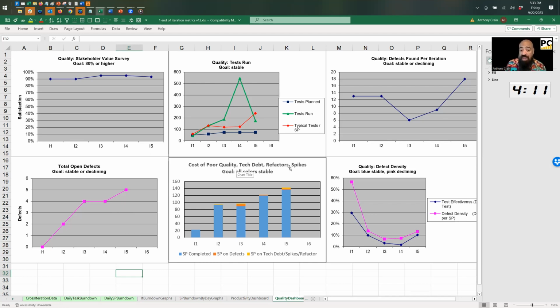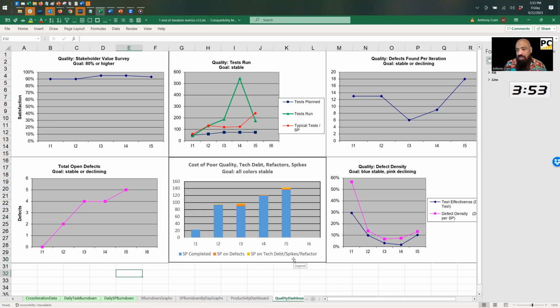Cost of poor quality: tech debt, refactors, and spikes. So this shows total velocity. The entire bar is how many points. And you can see, again, we saw this team on the other slide. They kept getting faster and faster. I don't know if it's actually the same data here. But you can see how much of their velocity is spent on defects or on tech debt, spikes and refactors.